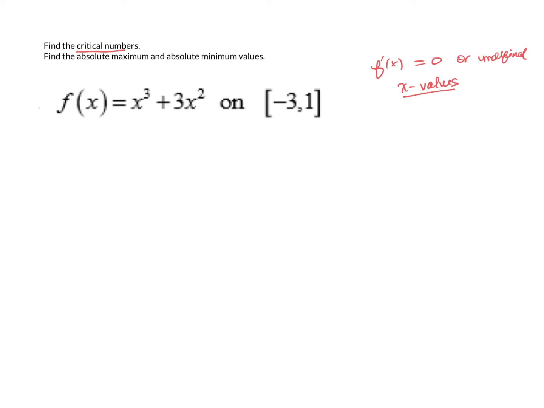So the first thing we have to do is take the derivative. So f prime of x is 3x squared plus 6x. And then we're going to see where it is 0. This is a nice polynomial, so there's no place it's undefined, so we don't have to worry about that.